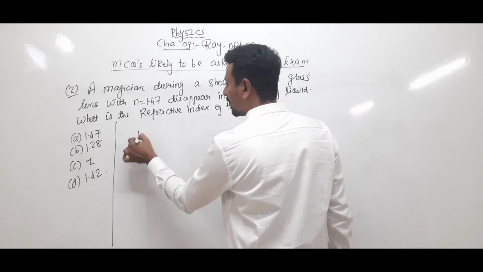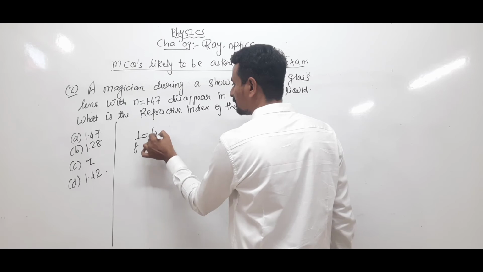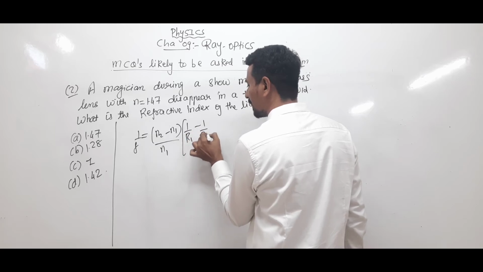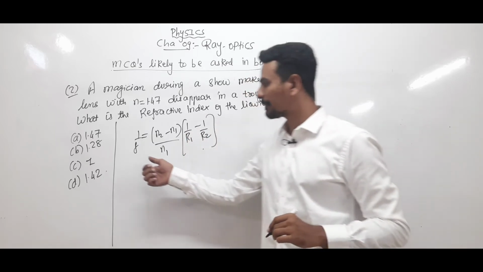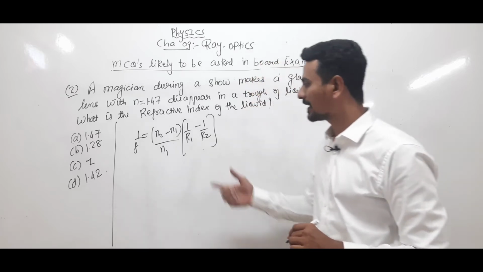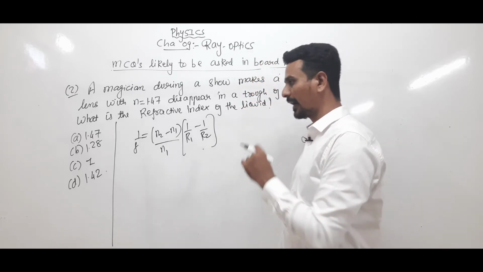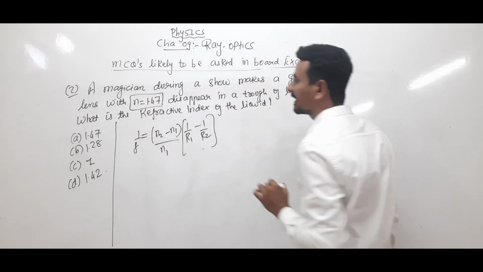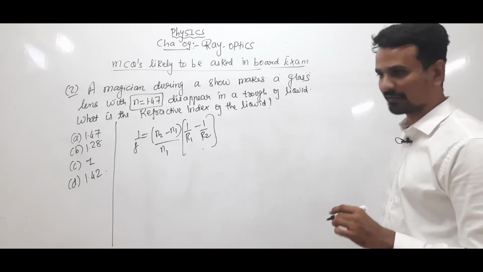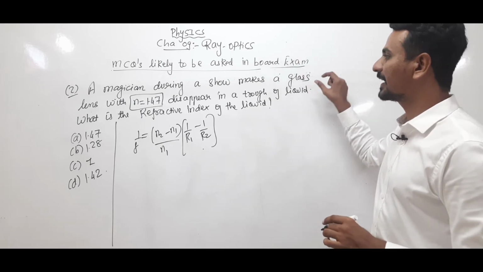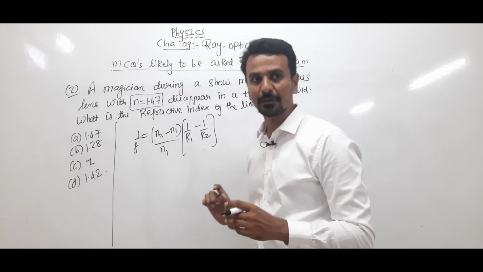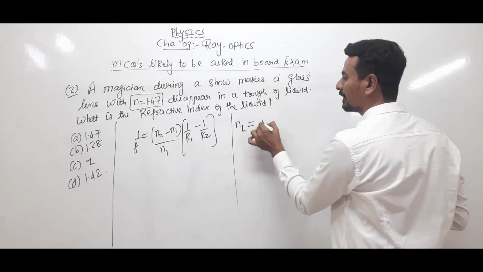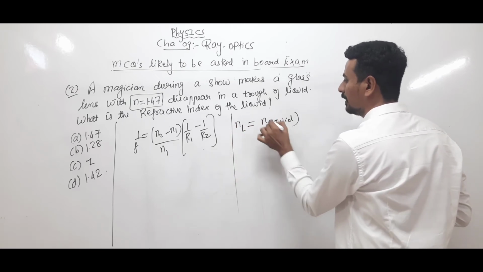Well, we know this formula, 1 by f is equals to (n2 minus n1) by n1 into (1 by R1 minus 1 by R2), right? Where f represents the focal length of the lens, R1 and R2 are the radii of curvature. Now, one refractive index is already given, that is the refractive index of lens is equals to 1.47, right? He is making the lens disappear. It means when the refractive index of glass lens equals that of liquid, right?